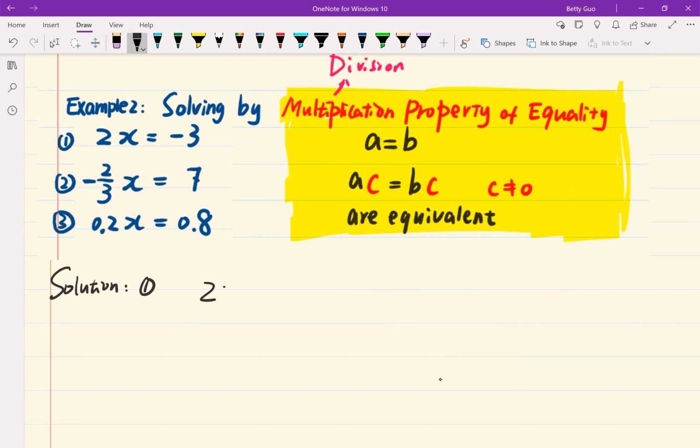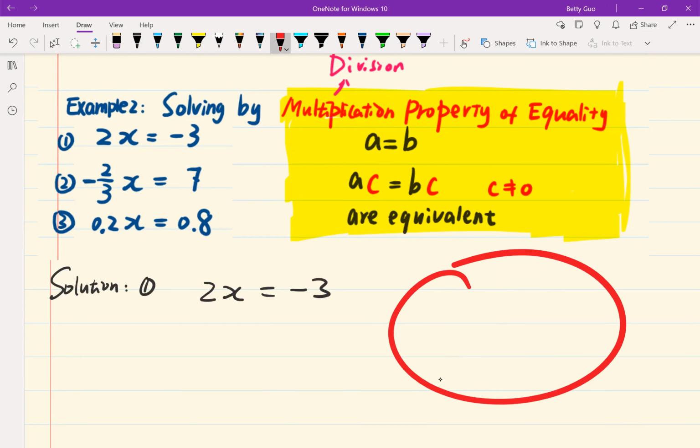Number 1, 2x equals 93. Okay. What is the thing? If I draw a bubble, I'm going to write something in the bubble. What do you think I'm going to write? Yeah, isolate x on the left. Always like that, okay? Whenever you're going to solve the equation for x, my goal is to isolate x on the left.